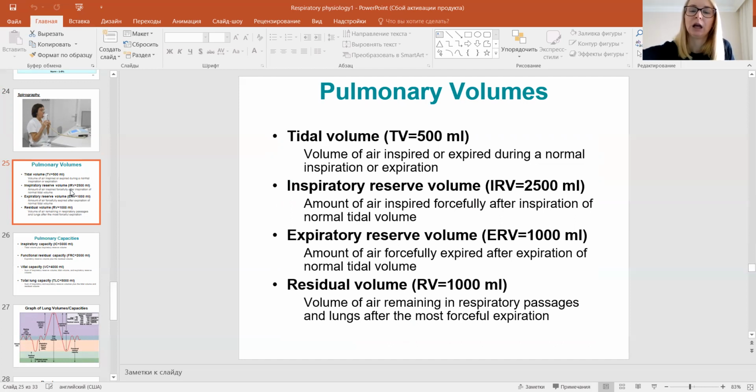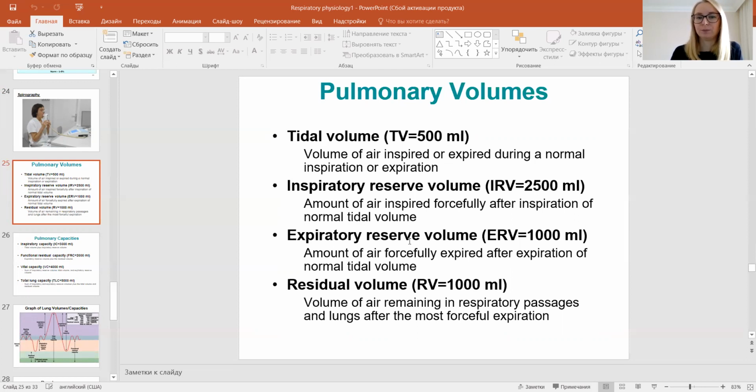So what are the lung volumes that you can get by performing spirography on the patient? These are tidal volume, which is the volume of air inspired and expired during a normal inspiration or expiration, and it is equal to 500 milliliters. Inspiratory reserve volume is the amount of air inspired forcefully after inspiration of normal tidal volume. It is equal to 2,500 milliliters.